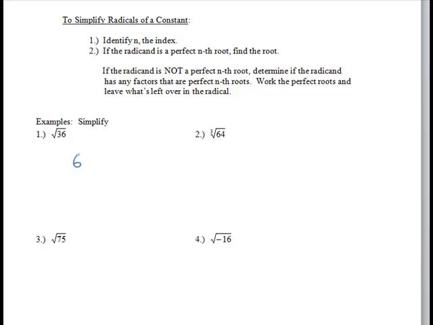Example 2, a similar problem. The radicand is 64. The index is 3. This is where it's important to pay attention to what type of radical you have, because 64 is actually both a perfect square and a perfect cube. The index is 3, asking us to find the cube root of 64. So from our list, determine, is 64 a perfect cube? And yes, it is. So the cube root of 64 is simply 4.